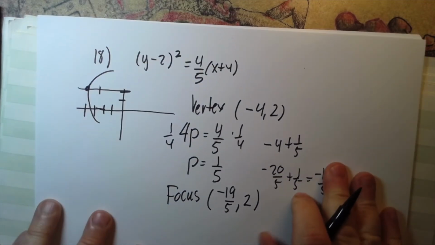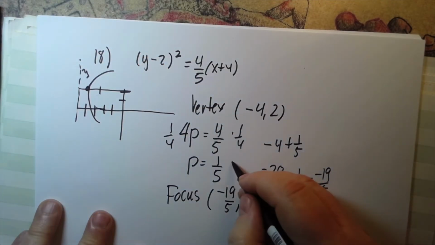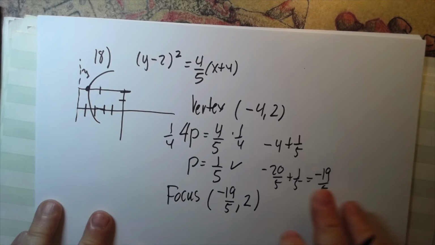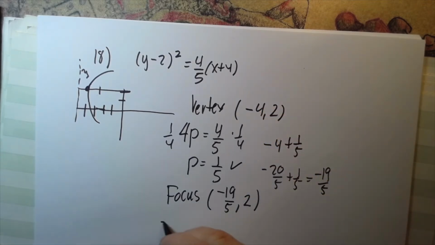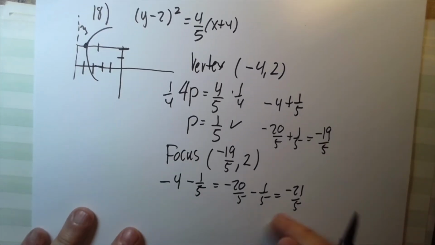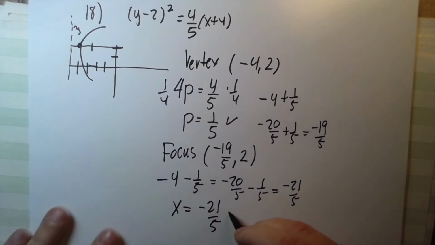Now the directrix is going to be on this side. And again, that distance is 1/5. So now what I have to do is take my -4 and subtract 1/5 from it. That'd be -20/5 minus 1/5, which is -21/5. I get the equation for a vertical line, which is x equals -21/5, and that is my directrix.